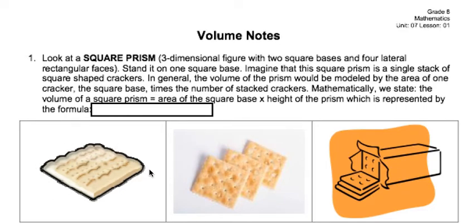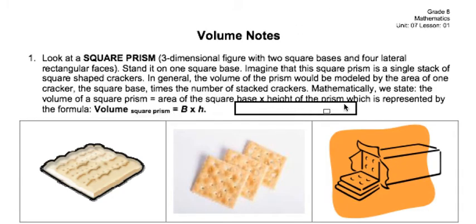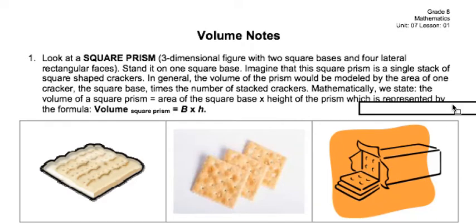In general, the volume of the prism would be modeled by the area of one of these crackers, which is the square base, times the number of stacked crackers. Mathematically, we can say that the volume of this square prism is equal to the area of this square base times the height of the prism. We represent this formula by using volume of the square prism equals area of the base times its height.